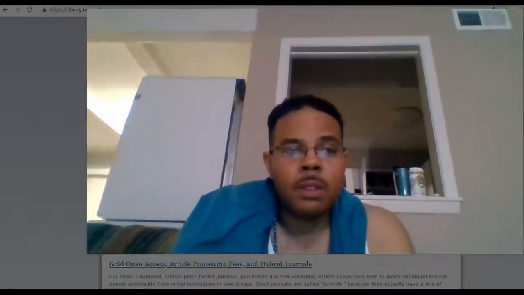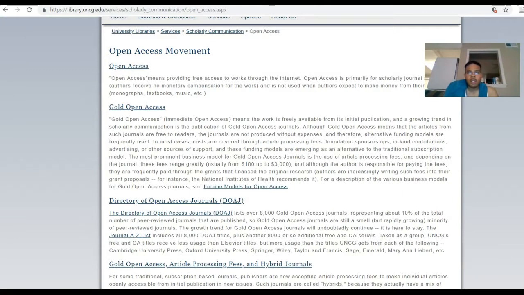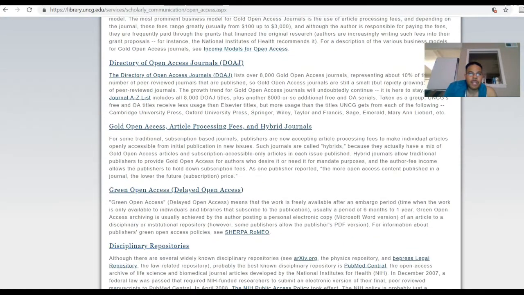So if you want to get published and you don't want to pay a processing fee for publishing, then like what you see here, you are probably going to want to write it into a grant in order to make sure that you're not paying that cost out of pocket. For a description of various business models for gold open access journals, you can see income models for open access, and we might take a look at that.